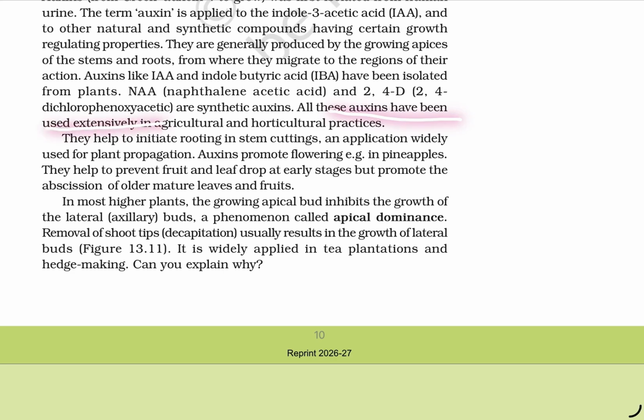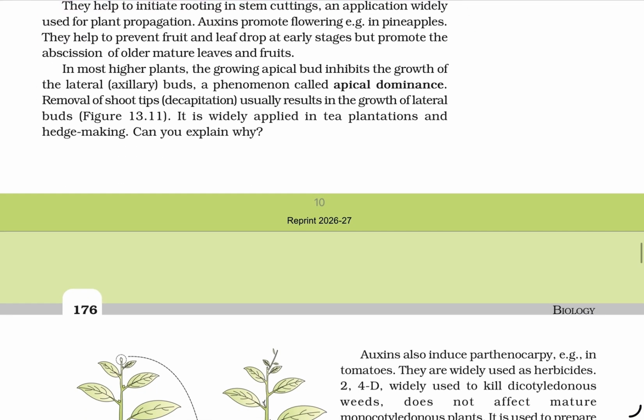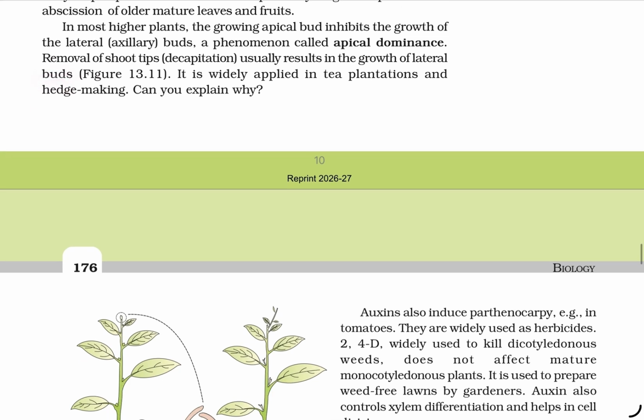All these auxins have been used extensively in agriculture and horticulture practice to help initiate rooting in stem cuttings, an application widely used in plant propagation. Auxin promotes flowering in pineapple. They help prevent fruit and leaf drop at an early stage but promote the abscission of older mature leaves and fruits. In most higher plants, the growing apical bud inhibits the growth of lateral axillary buds, a phenomenon called apical dominance. The removal of the shoot tip, decapitation, usually results in the growth of lateral buds. It is widely applied in tea plantations and hedge making.